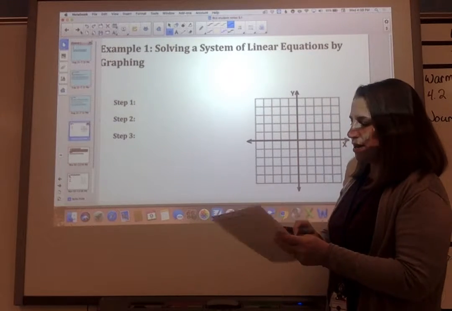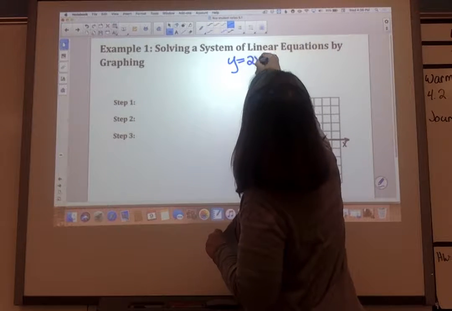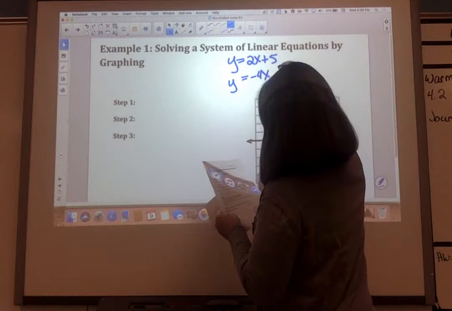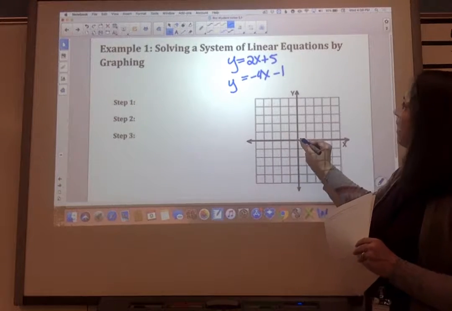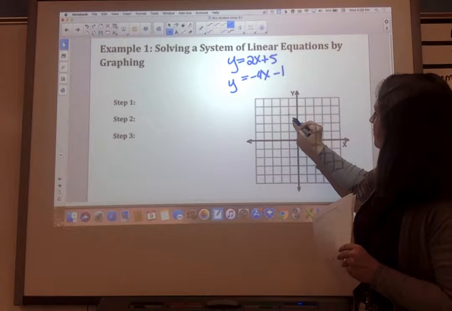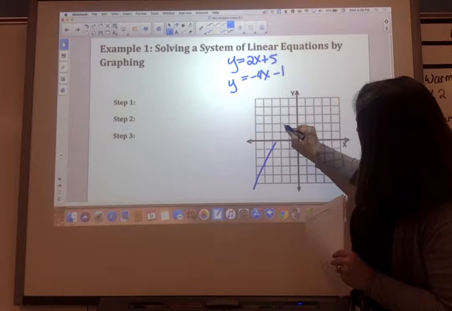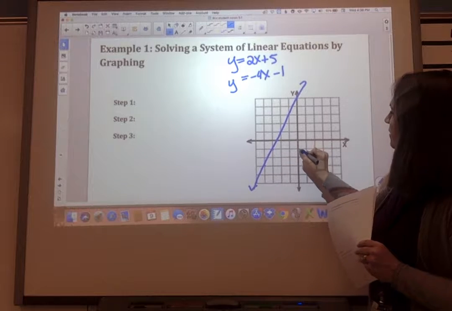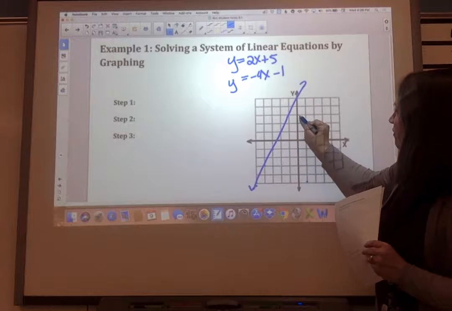We're going to use these two equations that are on your sheet, y equals 2x plus 5 and y equals negative 4x minus 1. So let's graph those two equations. The first one, our intercept is 5 and our slope is positive 2. So our line is like that. And then our second equation, the intercept is negative 1, and our slope is negative 4.